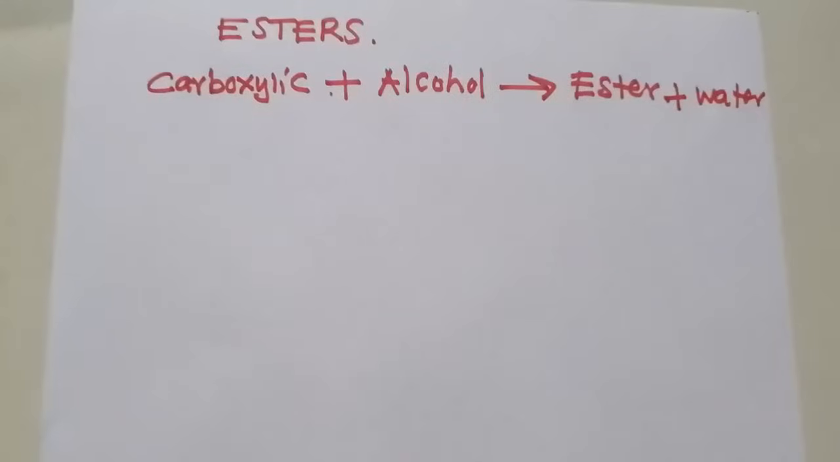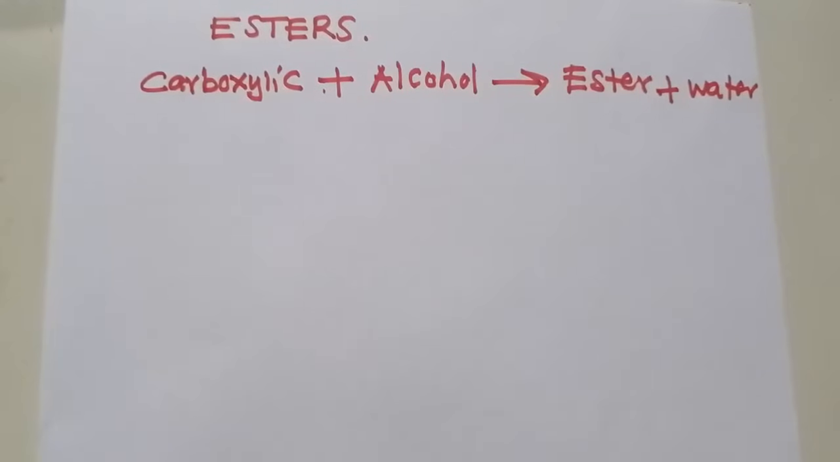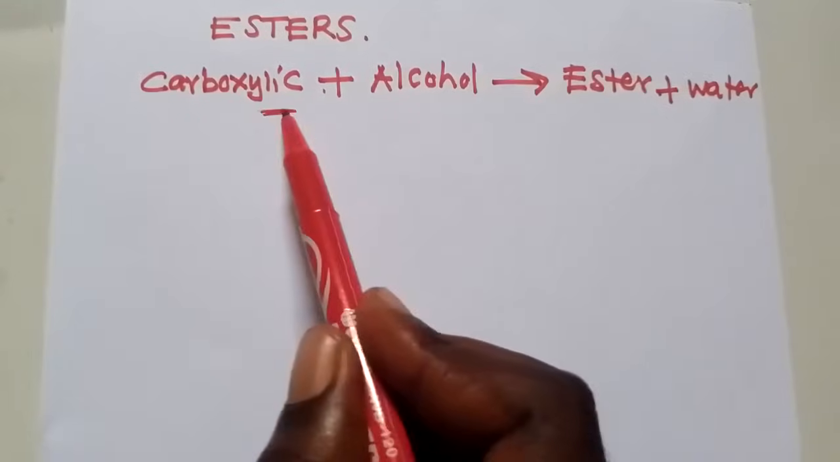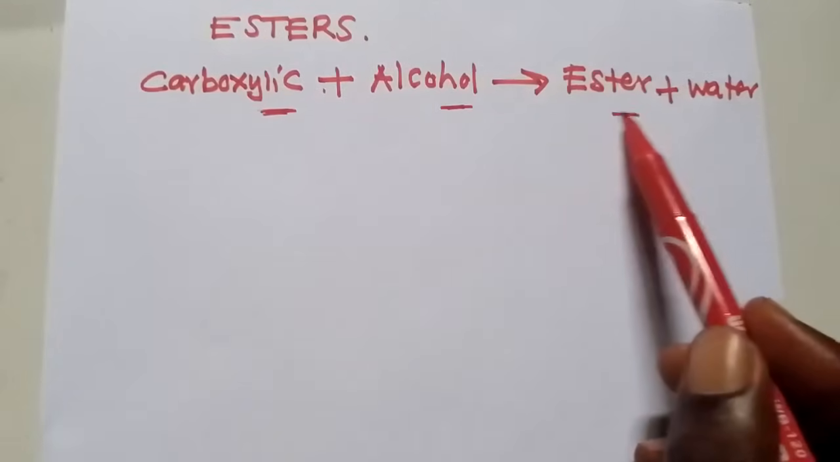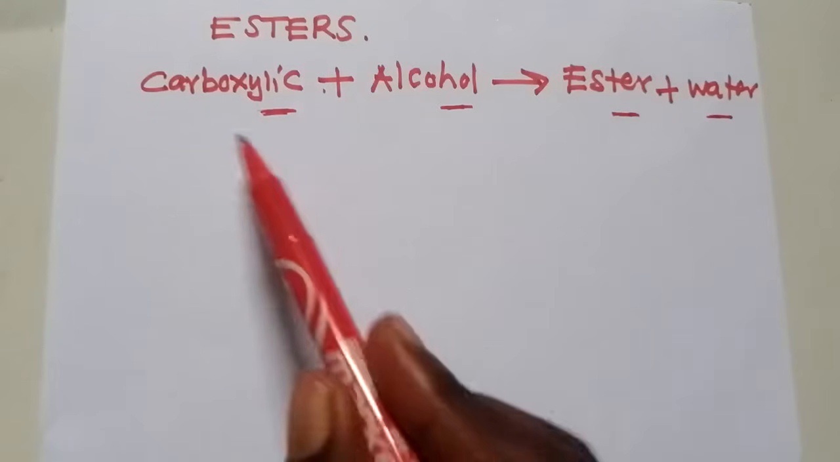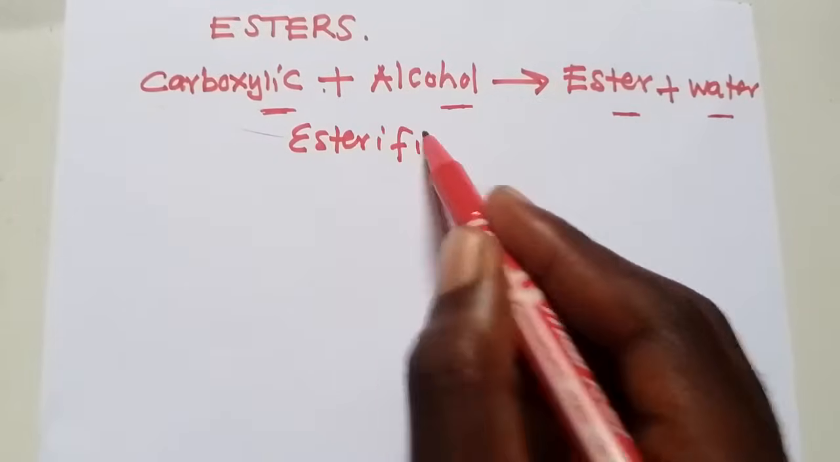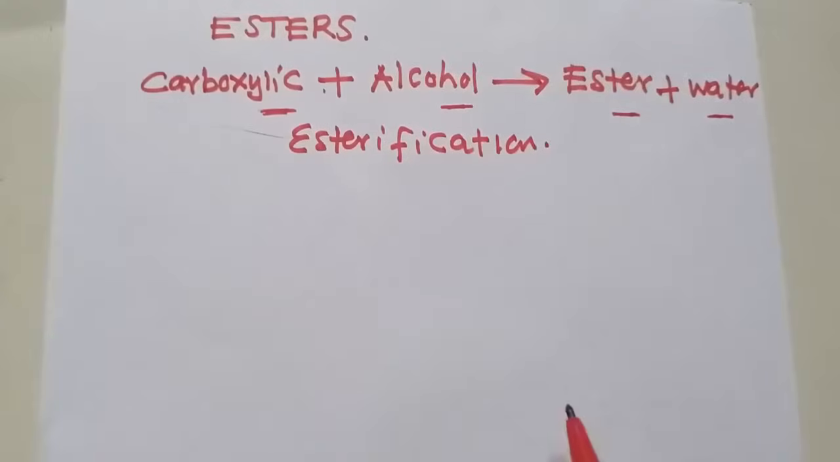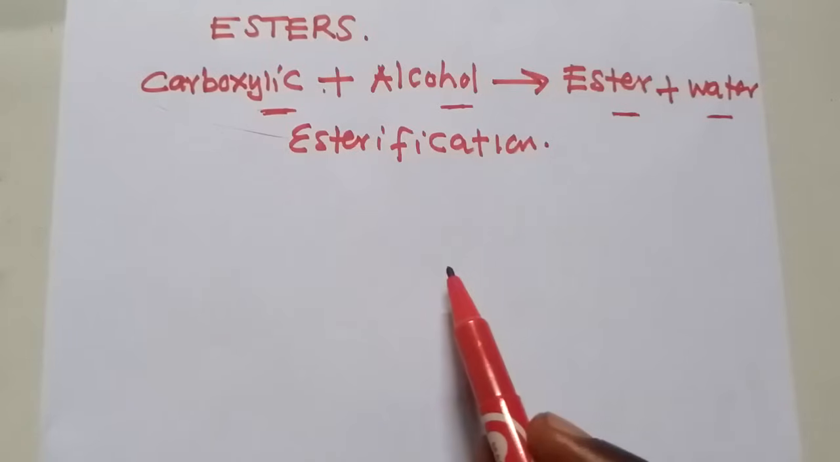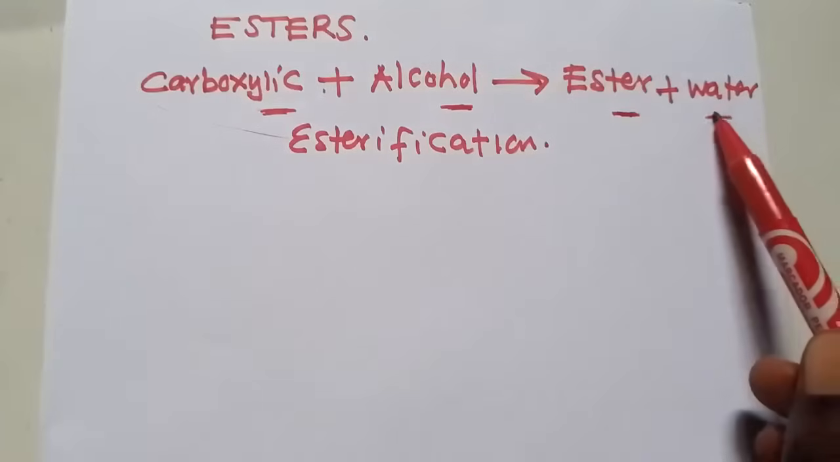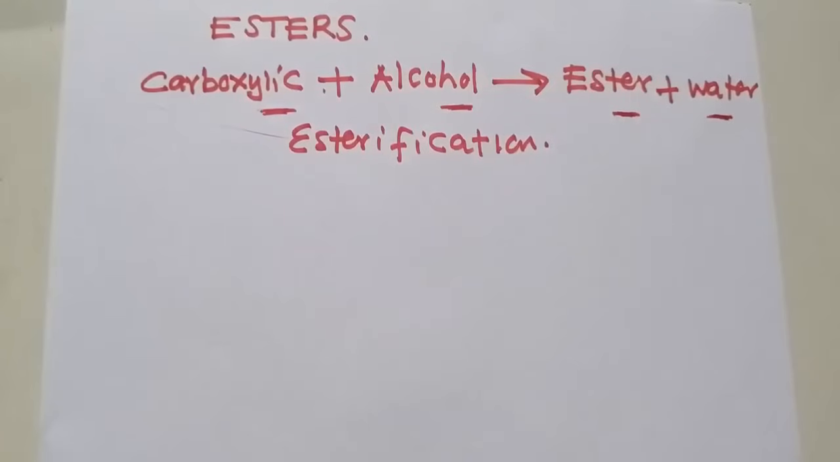This is what you need to know and understand. Each time we are talking about esters, an ester is formed when a carboxylic acid reacts with an alcohol to produce an ester plus water. This whole process is called esterification. If a question comes in your exams, what is esterification? Esterification is a process by which a carboxylic acid reacts with an alcohol to produce an ester and water. So give me one example of a carboxylic acid.